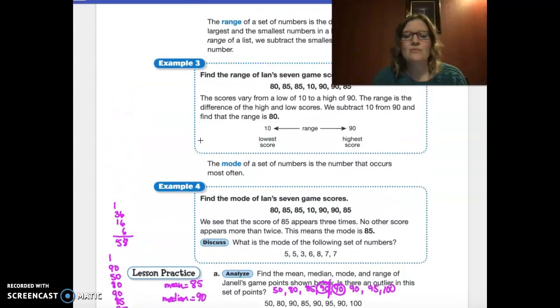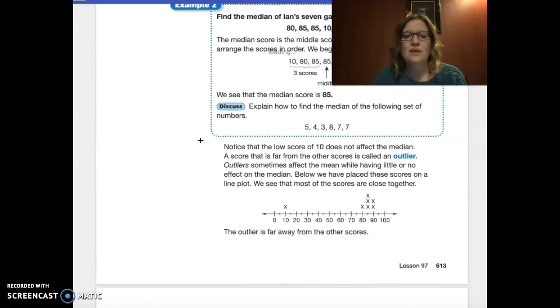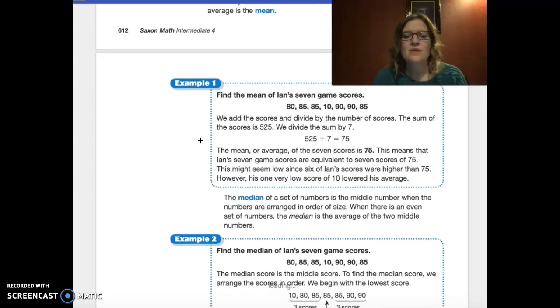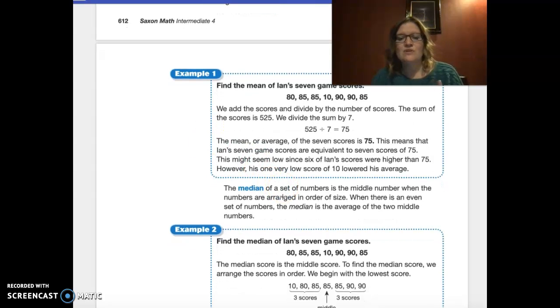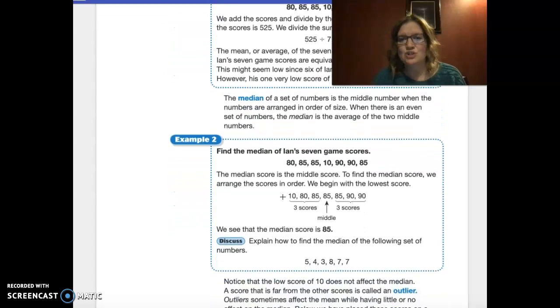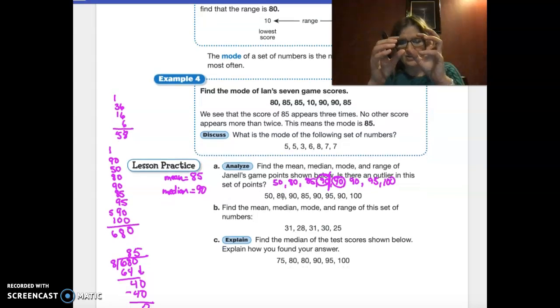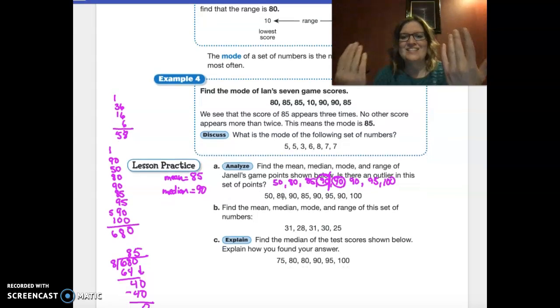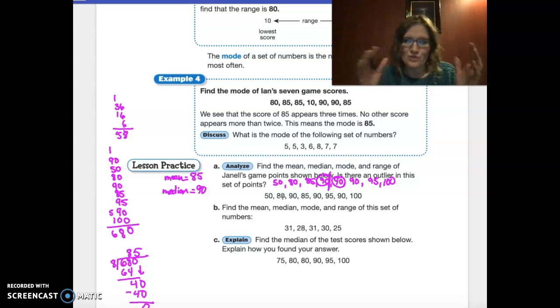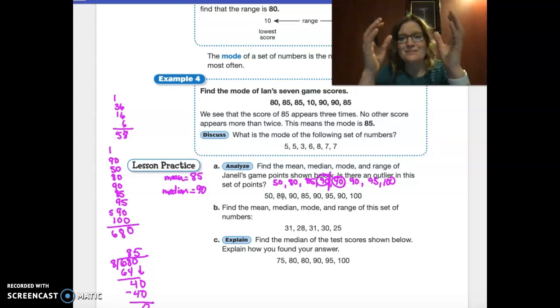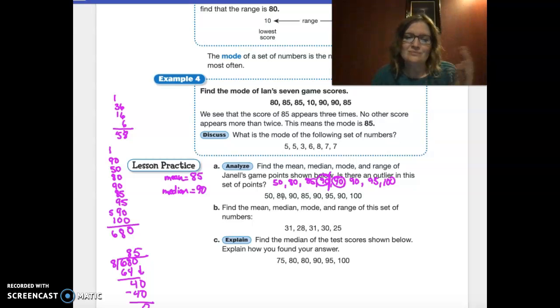Because if you remember, the median is the set of numbers in the middle. When they're even numbers, the median is the average of the two middle numbers. So if we add 90 plus 90, that is 180, divided by 2 gives us 90. So nice that we have the same numbers on both sides. So the median is 90. Now let's find our mode.